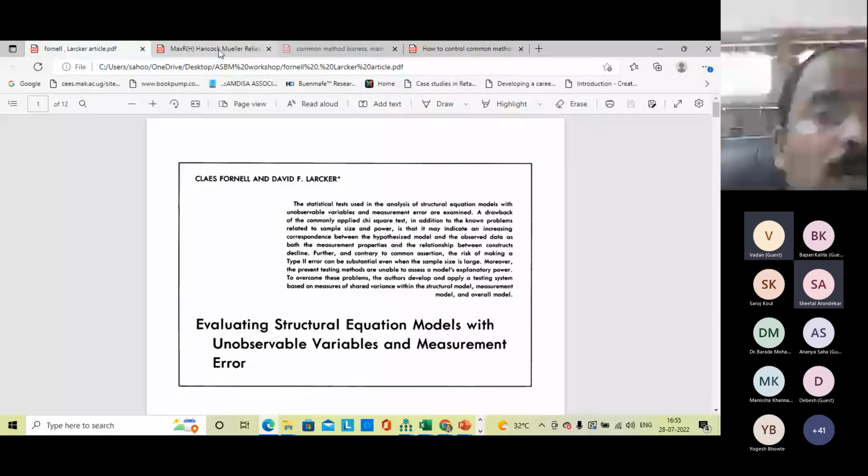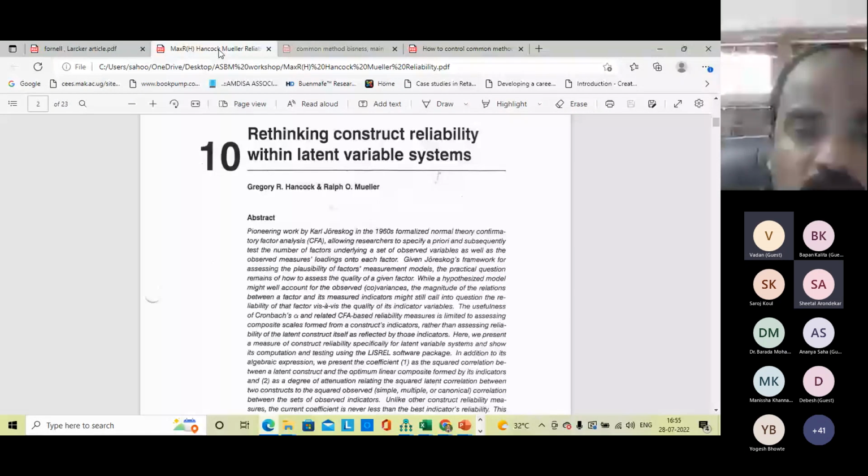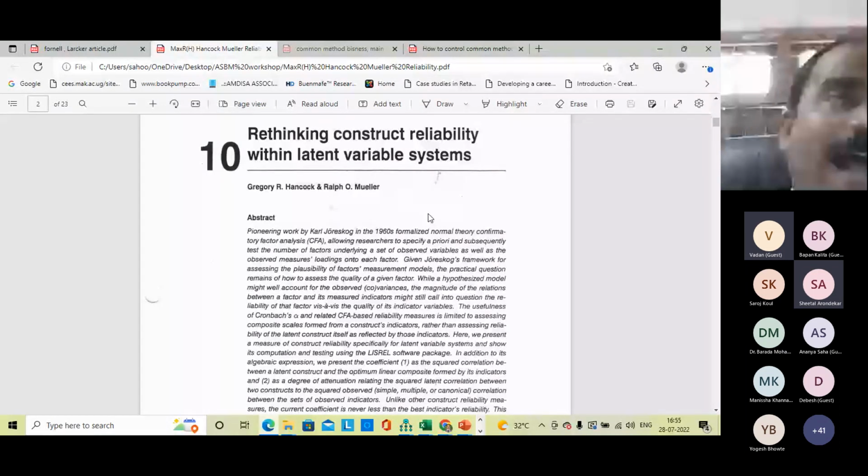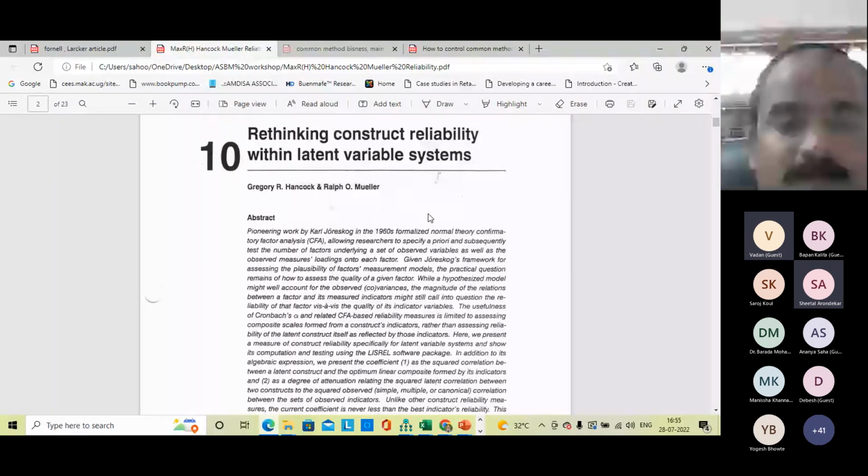Look at these 2 authors, Hancock and Muller. They said obviously the MSB and ASB are not accurate judgments of discriminant validity, and in some cases, not accurate judgments of convergent validity also.